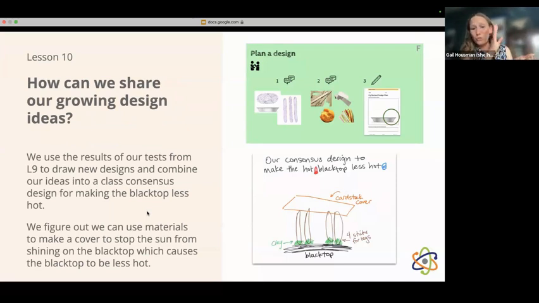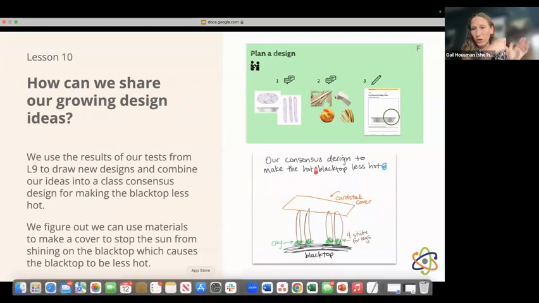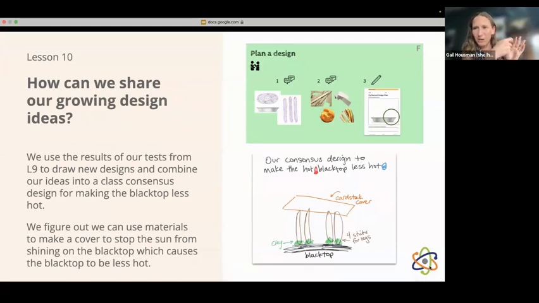So the kiddos do an individual drawn design again to revise their thinking. And then we use those individual drawings to create a class consensus design. You can see an example here of what the class decided were the materials and the design features that worked the best to make that blacktop less hot.